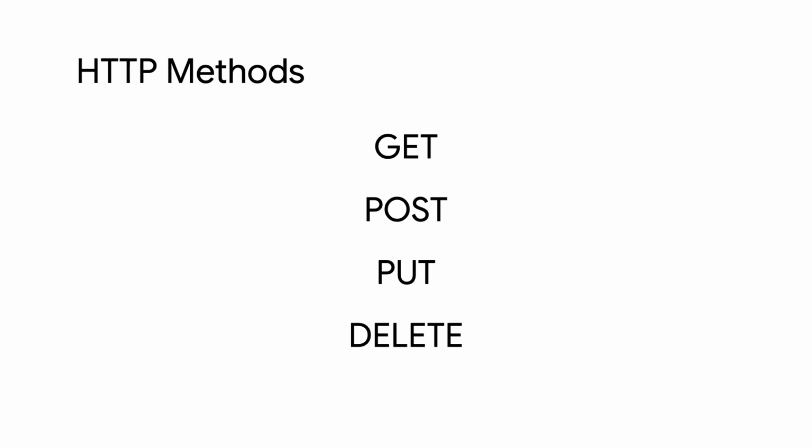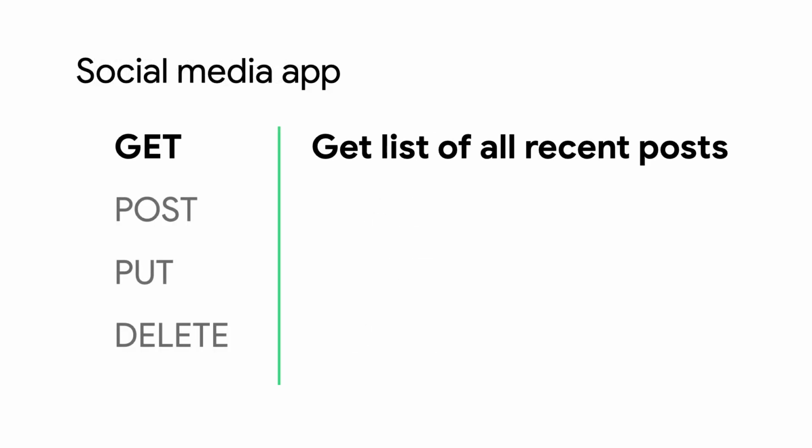Using a social media app as an example, let's look at how the app would have requests that use different HTTP methods. When the user opens the app, it would be useful to fetch the list of all recent posts so they can see what their friends posted. That would be a GET request.